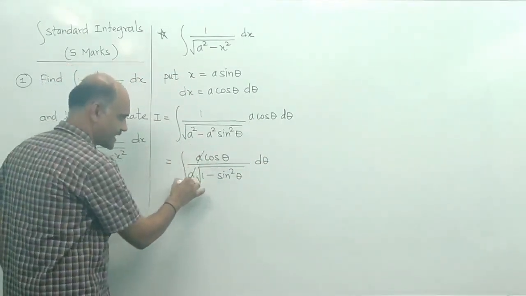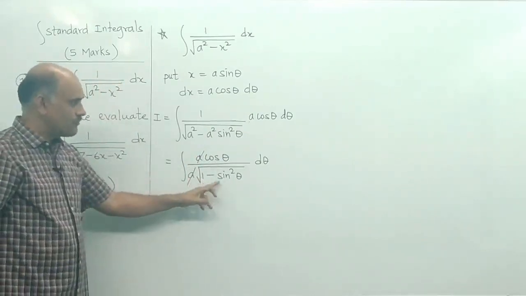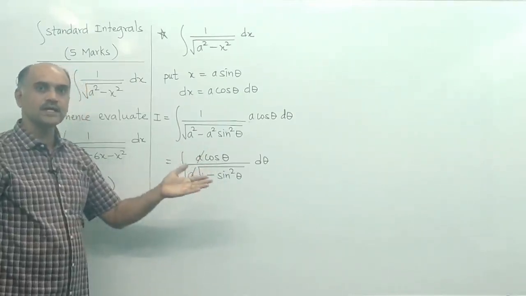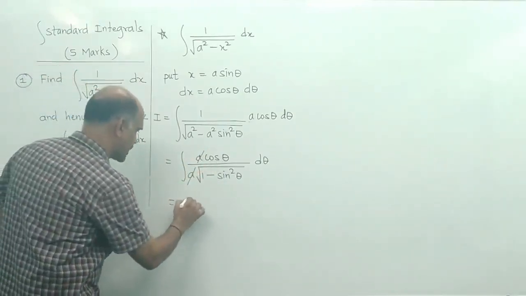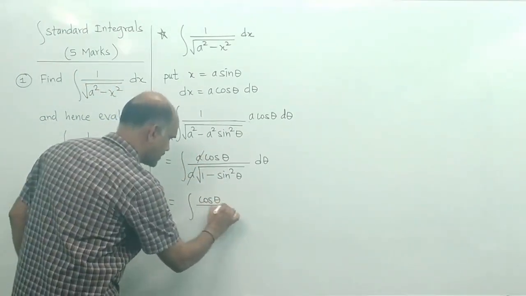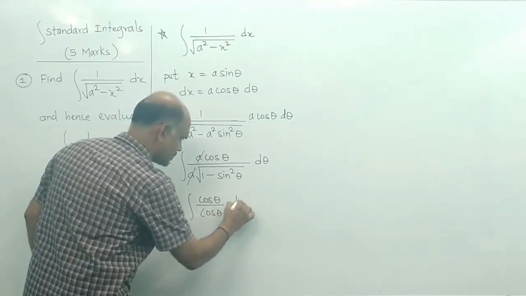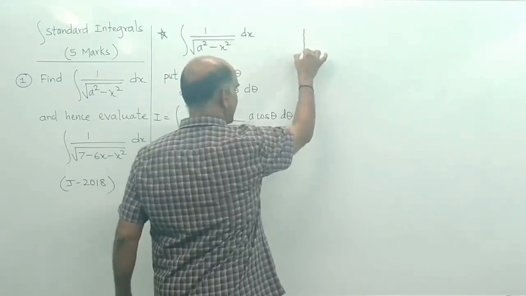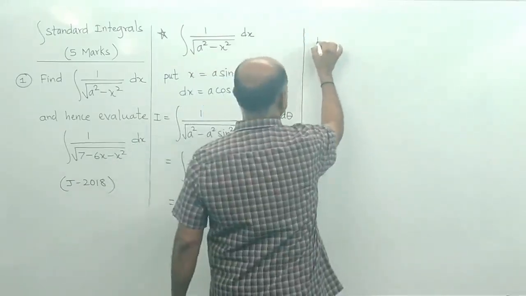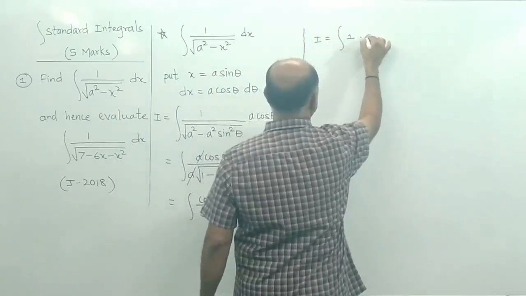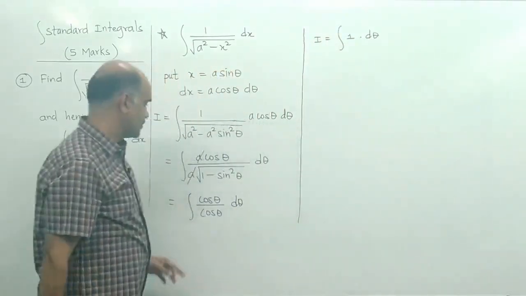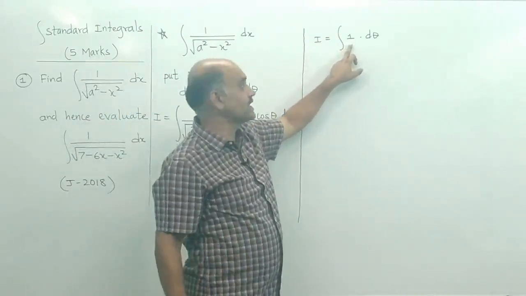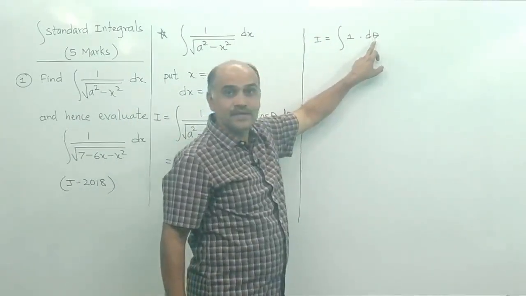So this a gets cancelled. 1 minus sin square theta is cos square theta. If you take the root, again it will become cos theta. So you will have integration of cos theta by cos theta into d theta. Both cos theta get cancelled, so you will have 1. So I is equal to integration of 1 into d theta. Integration of 1 is theta. It is not x over here because you are integrating with respect to theta.